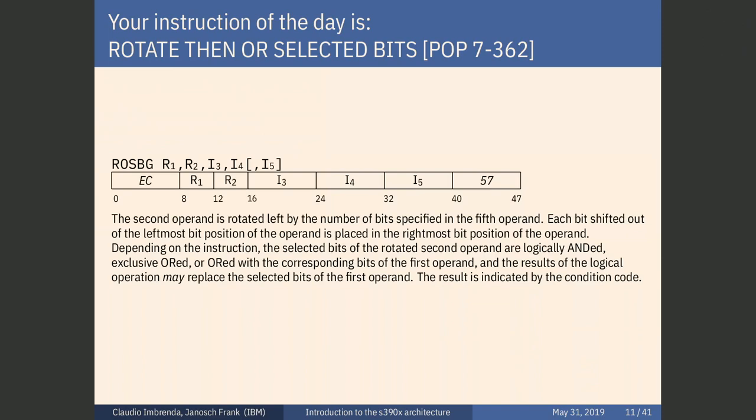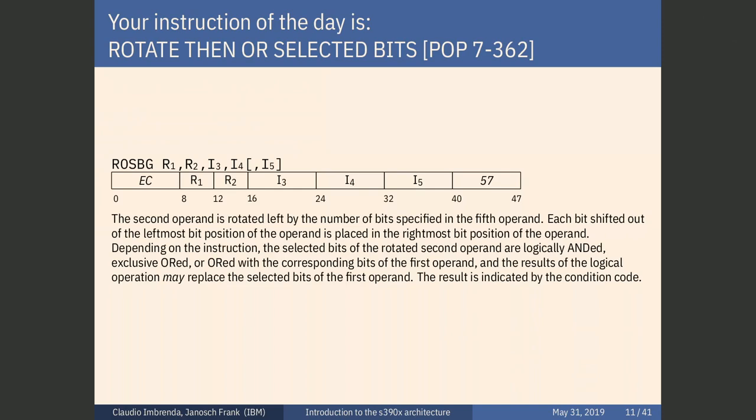Rotate, then OR, selected bits. So you have 2 registers. You take the second register and rotate it by the number specified by one of these immediate values. Then you only consider the bits starting from I3 up to I4. So you don't consider the whole register, but only those bits. And then you perform an OR of that.